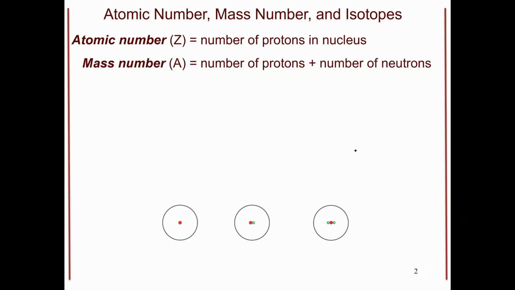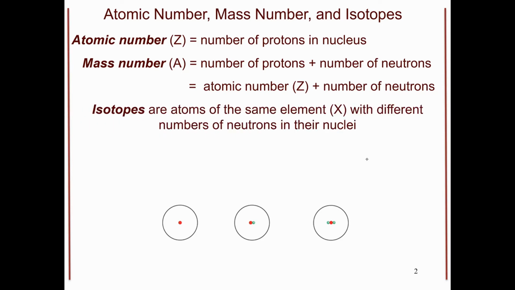So then we can look at the mass number, which is A. This is the number of protons plus the number of neutrons. This can be found by adding both of the subatomic particles in the nucleus together. We will show you how to calculate that.